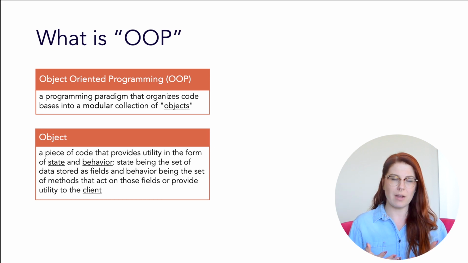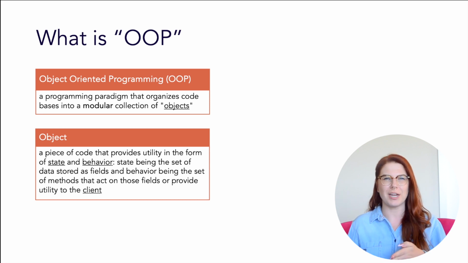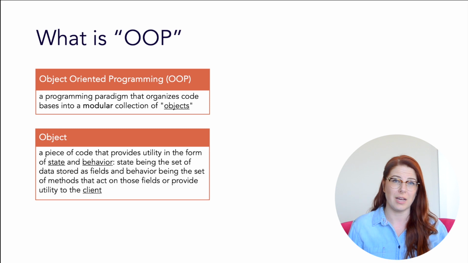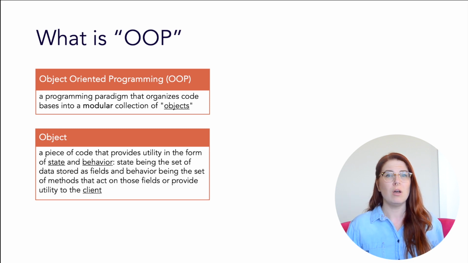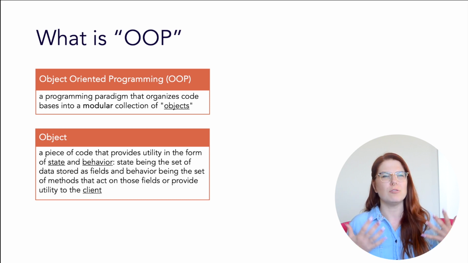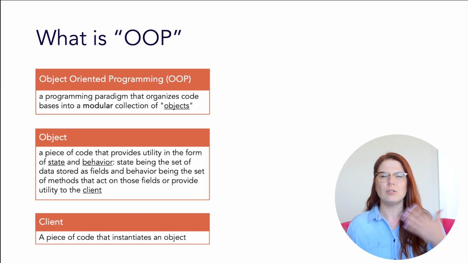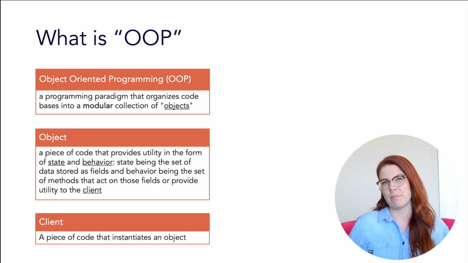By separating our code into a series of objects, it's like we're dividing and conquering all of the work that needs to be done. And it helps us break up our large code base. It also allows those objects to be picked up and used by lots of different clients simply based on the utility that they provide.